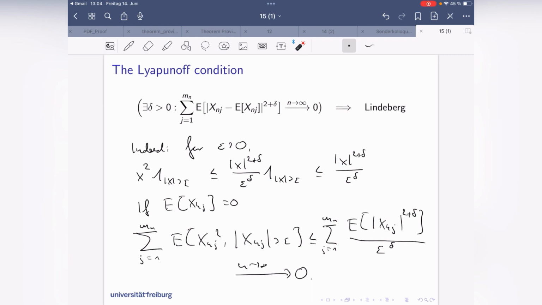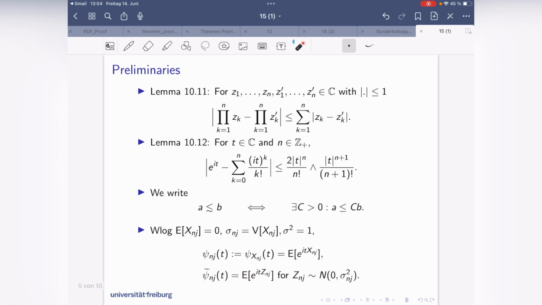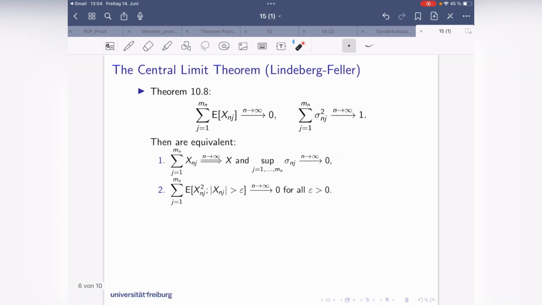And now let's come to the proof of the Lindeberg-Feller theorem. So here it is. What do I need to do? The interesting bit, as we said, is the direction from 2 to 1. And I'm going to do this using characteristic functions. Since I'm using characteristic functions, I will have to deal with the characteristic function of the sum here, which is the product of the characteristic functions of the X_nj's. And I will also have an intermediate step.